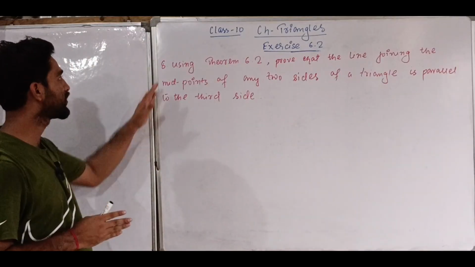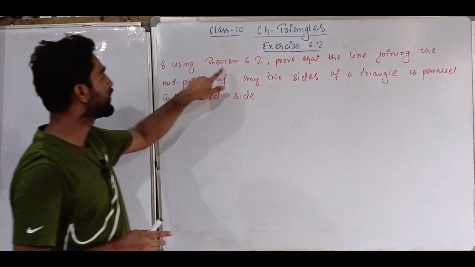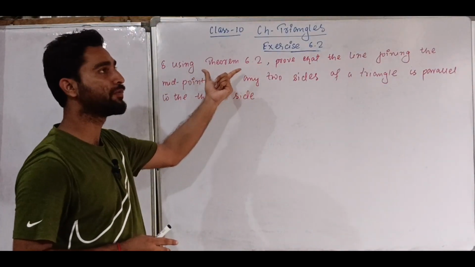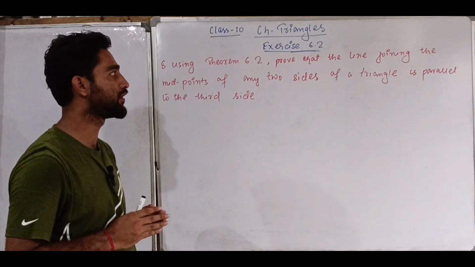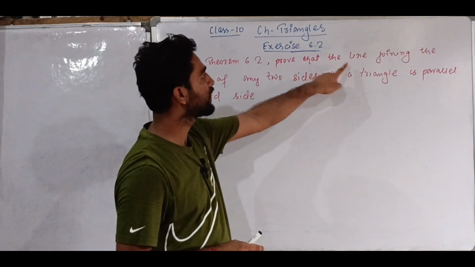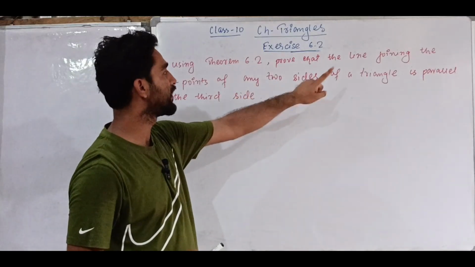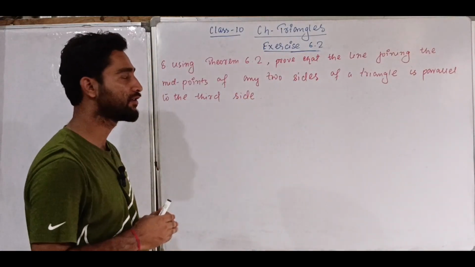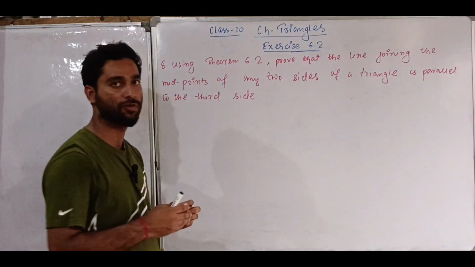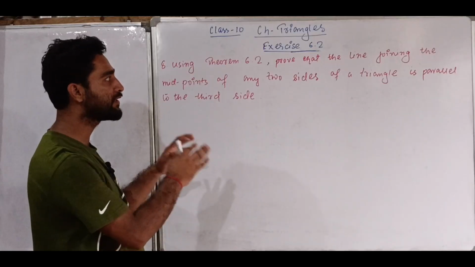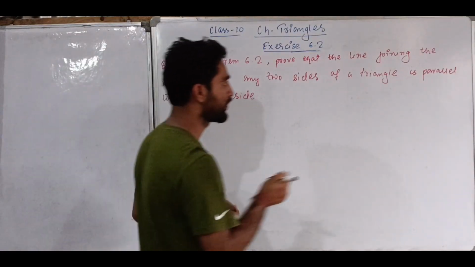Okay, now let's see question number 8. Using theorem 6.2. Theorem 6.2 means the converse of the basic proportionality theorem. Prove that the line joining the midpoints of any two sides of a triangle is parallel to the third side. First, let us construct the figure. When we construct the figure, it will be easy for us to understand this question.